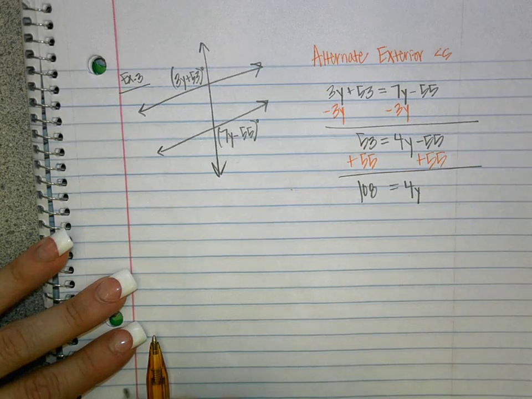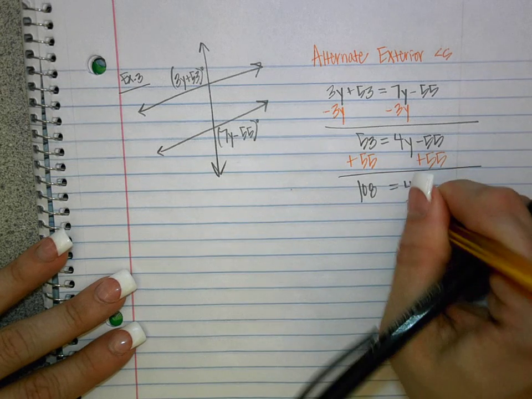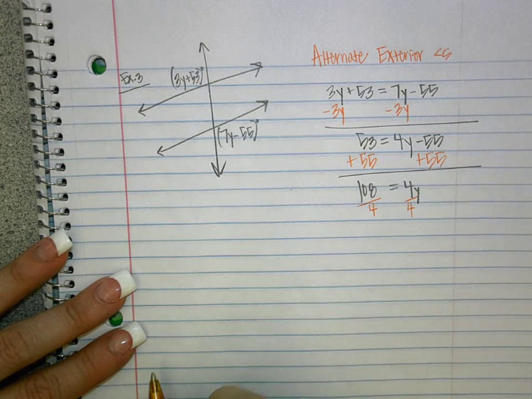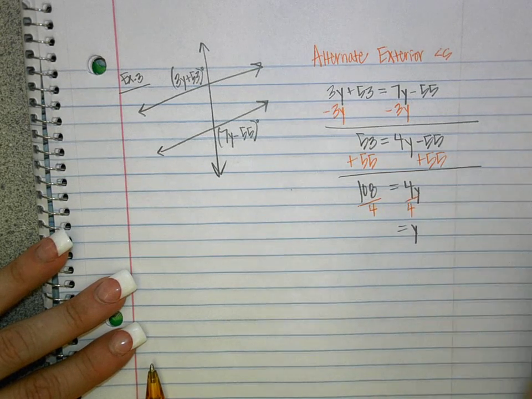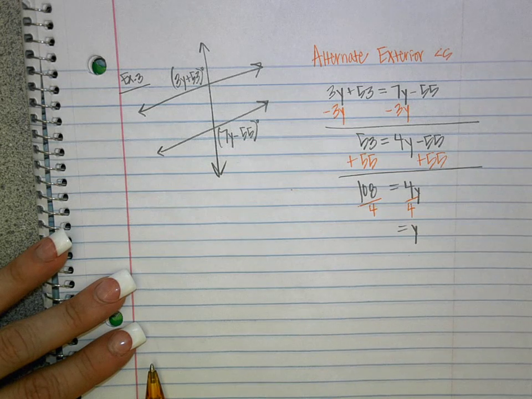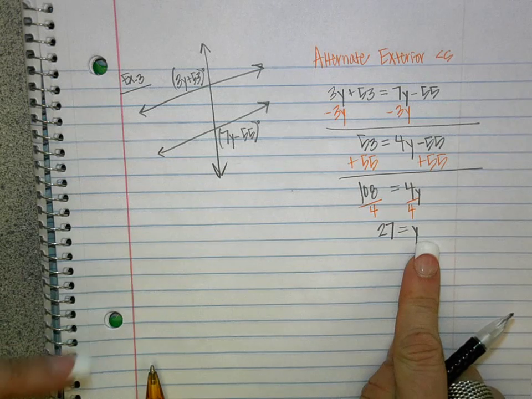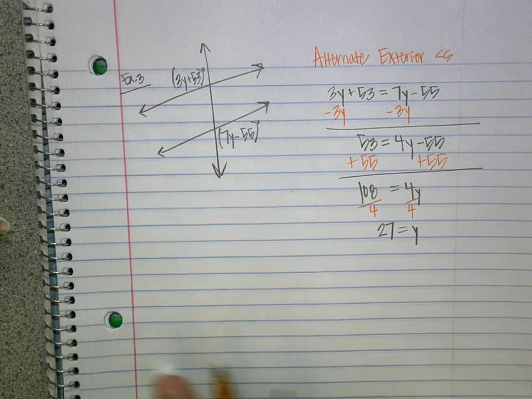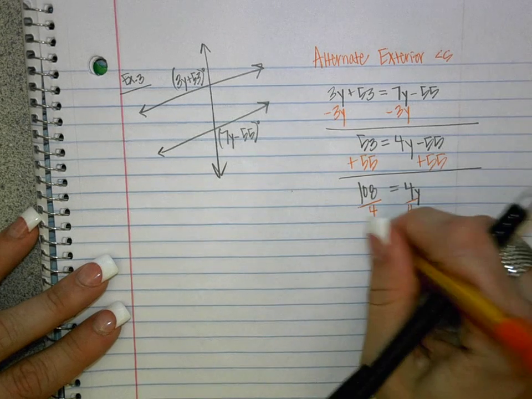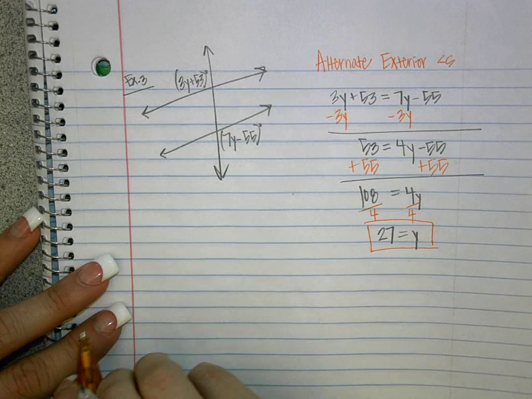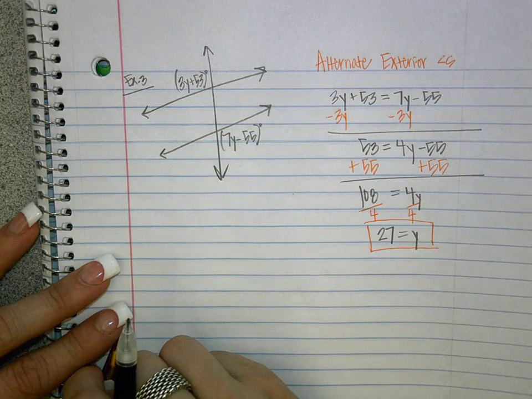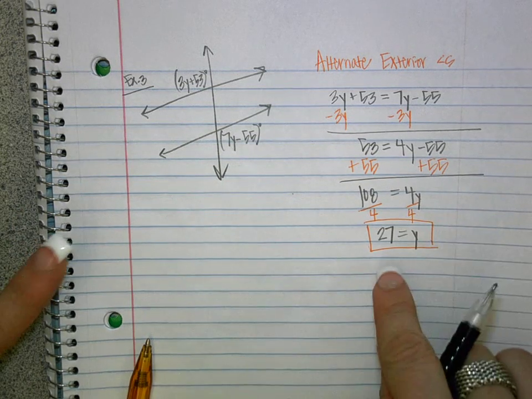Let's get y by itself. Divide both sides by 4. If you divide both sides by 4, what's 108 divided by 4? 27. Right, now, did it matter that I was solving for y instead of x? No. You're still solving for the variable. Okay, doesn't matter what letter you're solving for, same process. Okay, so 27 is equal to y.